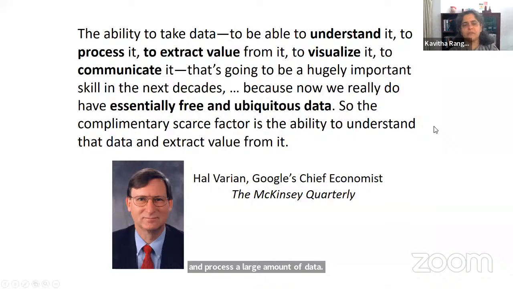So this is a quote from Hal Varian. You might have heard of him. He's well known in the field of IT. He says that we actually have a lot of data today. So to be able to understand it, harness it, extract value from it, visualize it and communicate it, that is going to be a very, very important skill in the next few decades.